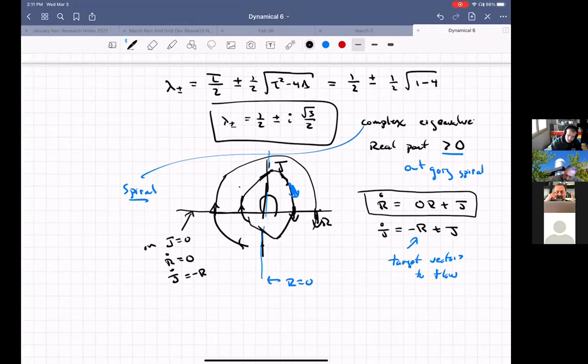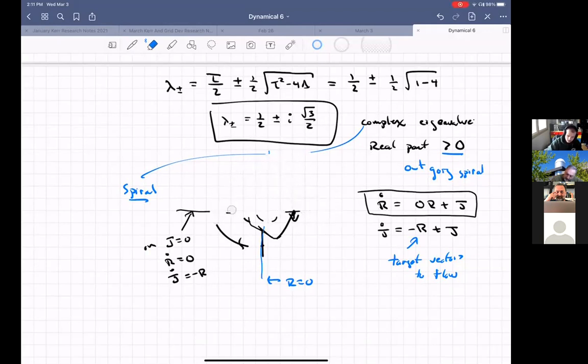Oops. Well, my spiral's all messed up now. All right, let me try to draw it better. Let me start over with the picture. People understand what I just tried to do?